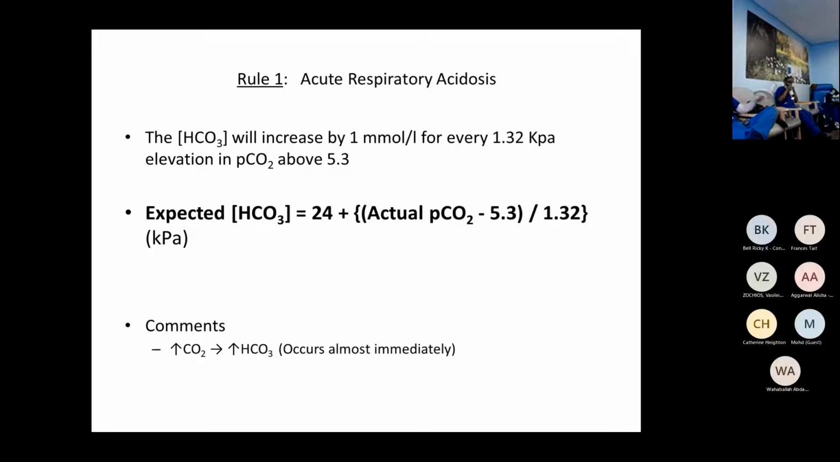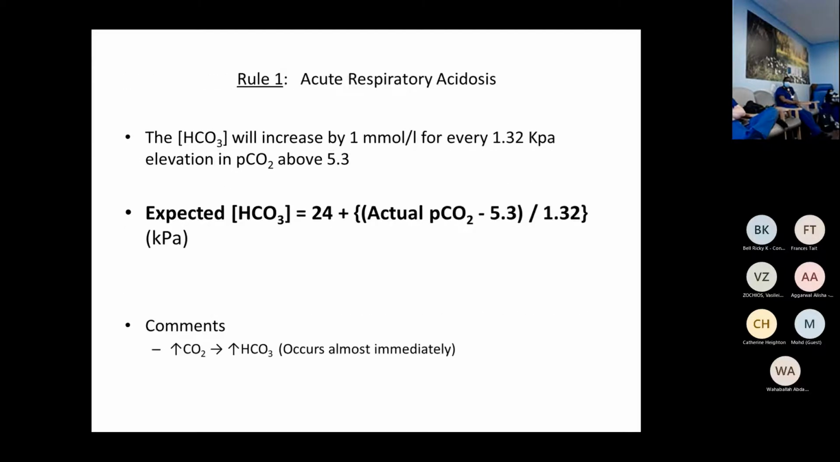Just for an example, if someone comes in with an acute respiratory acidosis, they've got a raised CO2, let's say they're obtunded from taking narcotics, and you look at their blood gas and at the bicarbonate, you can work out if the metabolic compensation is appropriate. The rough rule of thumb is that the bicarbonate should go up by 1 millimole for each 1.32 kilopascals of elevation in CO2 above 5.3. You can plug that into the equation, and this is a fairly fast compensation process.